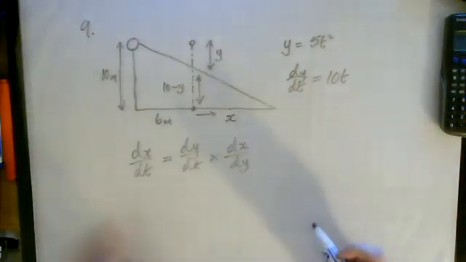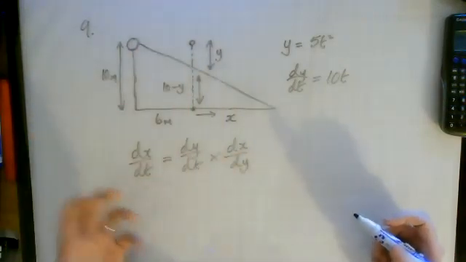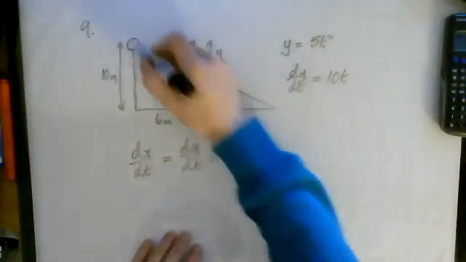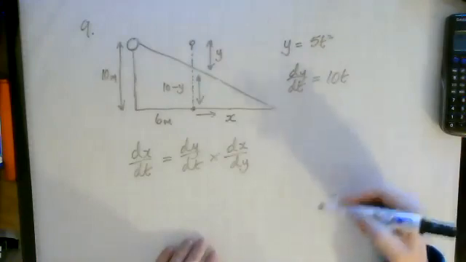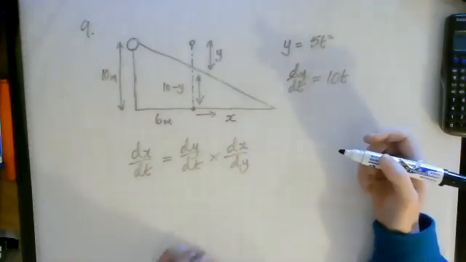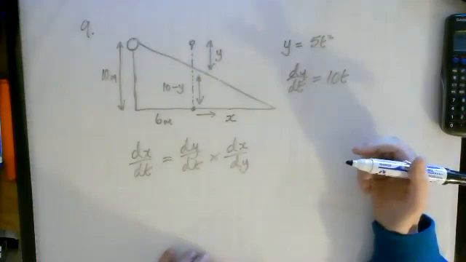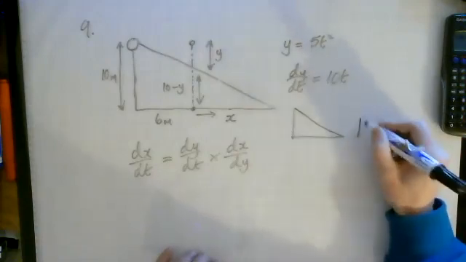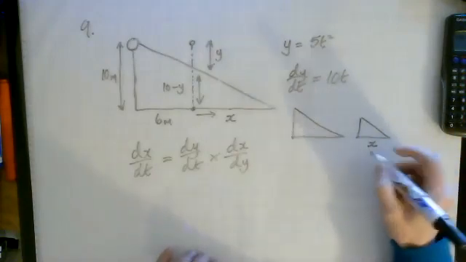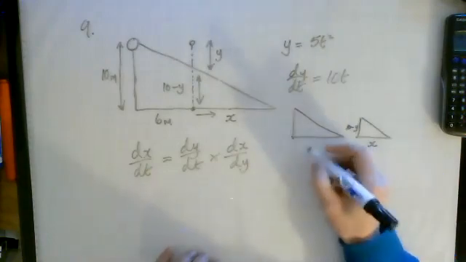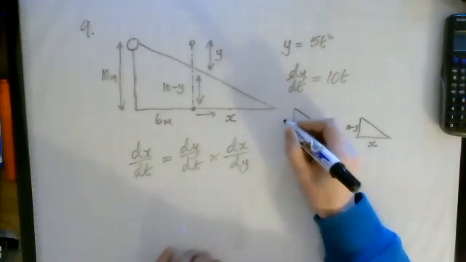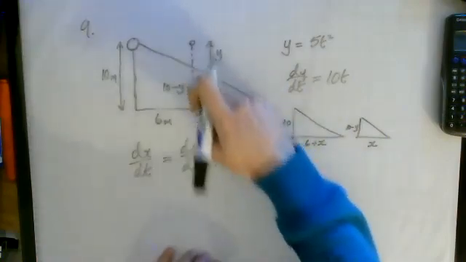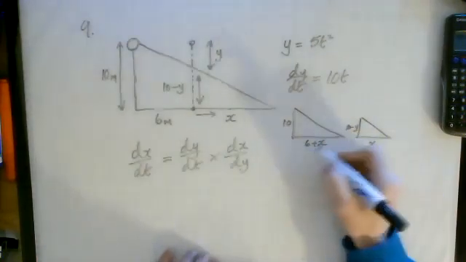Now, from the diagram, we have to use similar triangles. There is a small triangle and a big triangle. The small triangle has sides x and 10 minus y, and the big triangle has sides x plus 6 and 10. So the triangles are similar, and now we can get the formula.